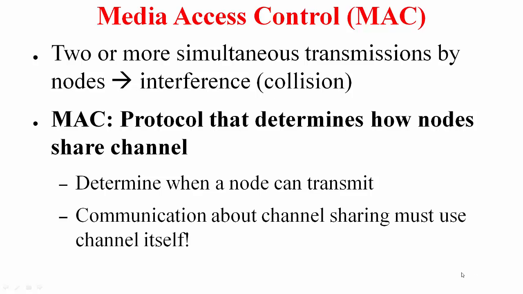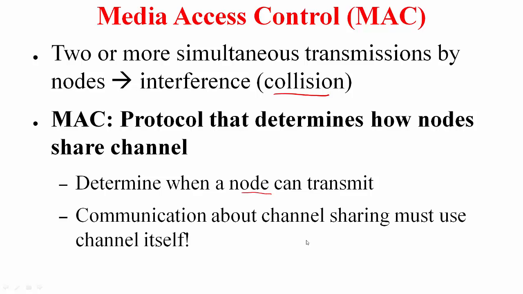When many nodes share a medium, one has to address a very important problem of media access control. So if there is no media access control, if 2 or more simultaneously transmit, the packets are going to collide, leading to interference, in which case no one gets the particular packet. So the media access control is a protocol that determines how nodes share the channel, basically when a node can transmit. So something to note here is the communication about this channel sharing must use the channel itself.